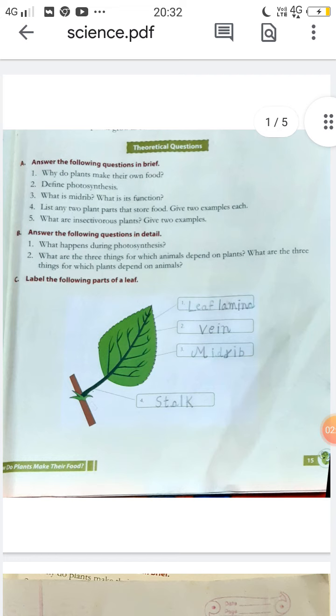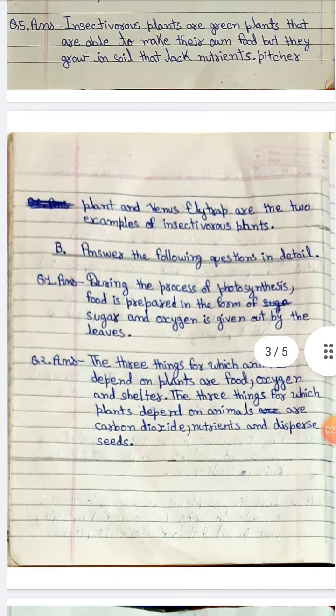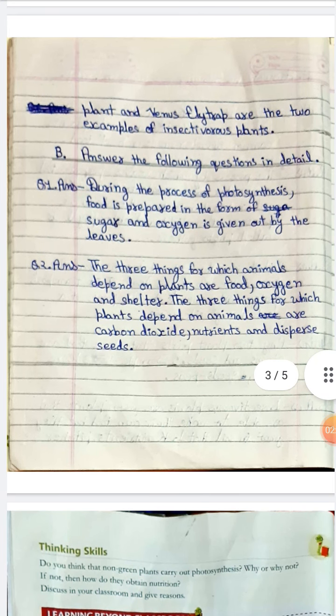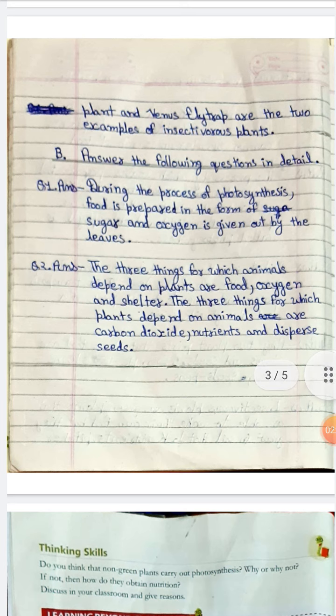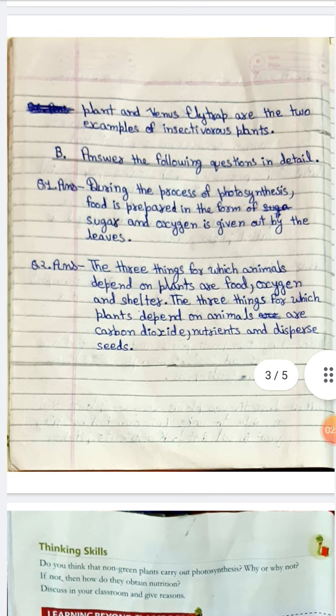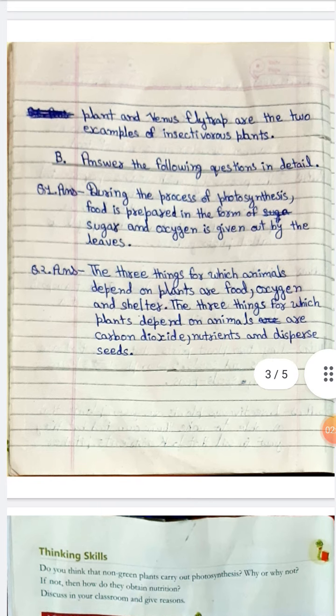Second question. What are the 3 things for which animals depend on plants? What are the 3 things for which plants depend on animals? Answer. The 3 things for which animals depend on plants are food, oxygen and shelter. The 3 things for which plants depend on animals are carbon dioxide, nutrients and dispersal of seeds.